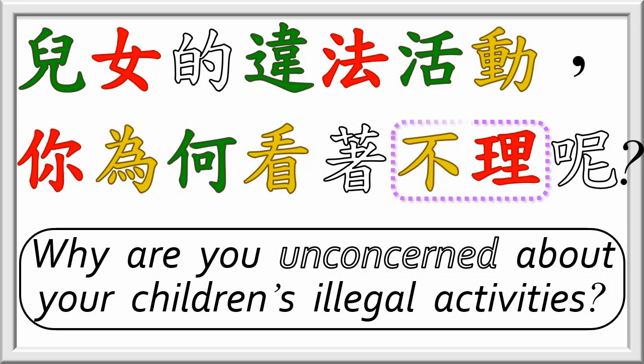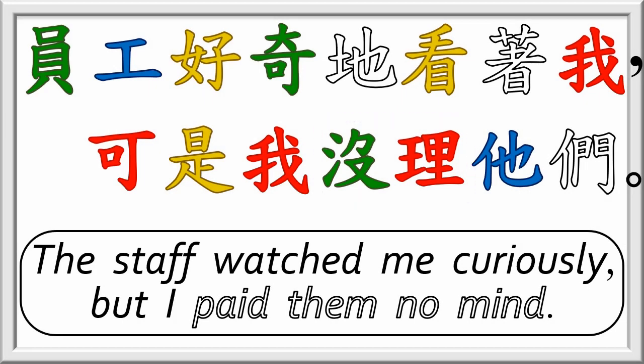The expression 理会 can sometimes be shortened to simply 理 with the same meaning. 儿女的违法活动，你为何看着不理呢？Why are you unconcerned about your children's illegal activities? 员工好奇地看着我，可是我没理他们。The staff watched me curiously, but I paid them no mind.